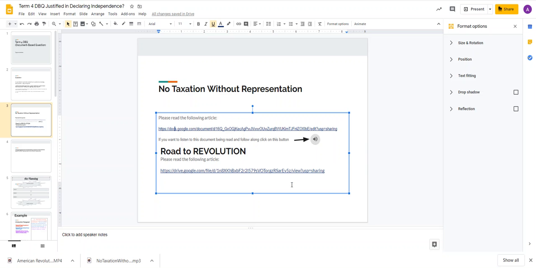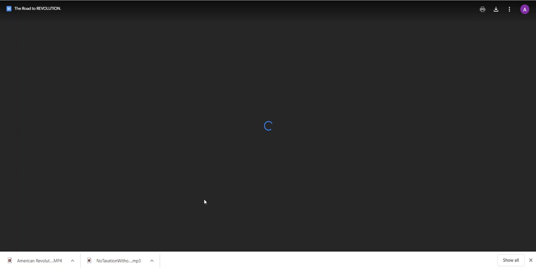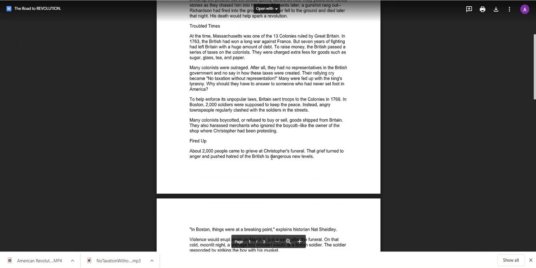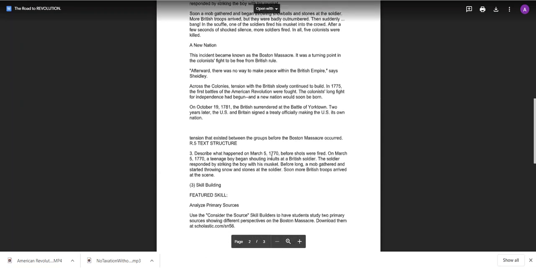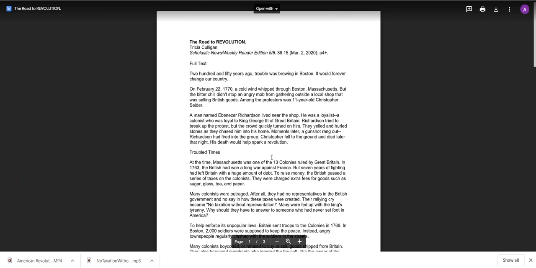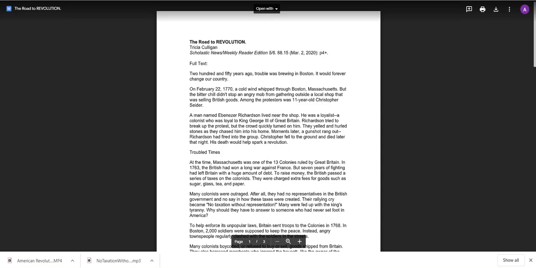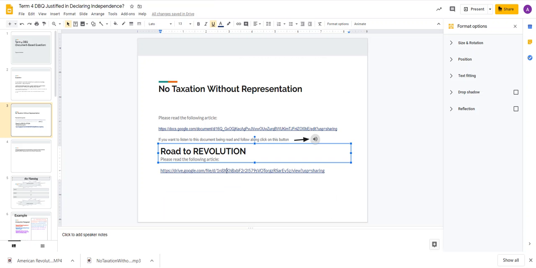The second document is called Road to Revolution. If you click on this link right here, click it like this, it takes you to this article right here. And it is about the Boston Massacre. Okay, so we've got one about taxation without representation, and then we've got one about the Boston Massacre. Both things you should have some prior knowledge on from social studies.